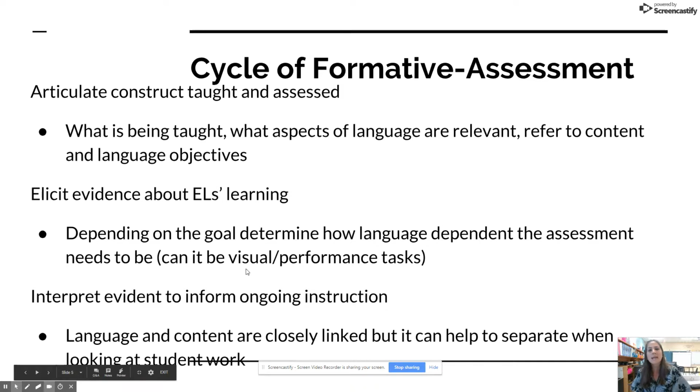Then we're going to elicit evidence from our EL. So we're going to figure out, this is what I want them to know, and this is how I'm going to figure out if they know it. Lastly, after we've given them that formative assessment, we are interpreting the results and determining what our next steps are. We're helping inform our instruction, and then we're going back to the beginning, figuring out what we want them to know, assessing, and then going back after we take a look at that data and starting over again.